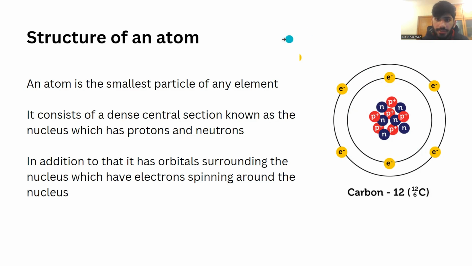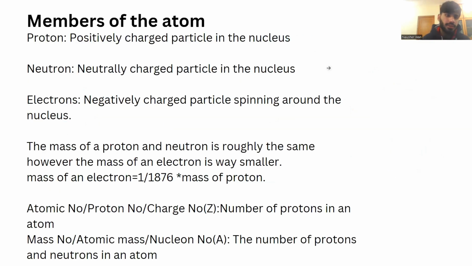Let's look at these three parts in more depth. Firstly, you have your protons. As the name suggests, these are your positively charged particles inside the nucleus. These are small particles that simply have a positive charge on them. Neutrons have no charge on them. They have completely zero charge. And electrons, the ones that are spinning around the nucleus, are negatively charged particles.